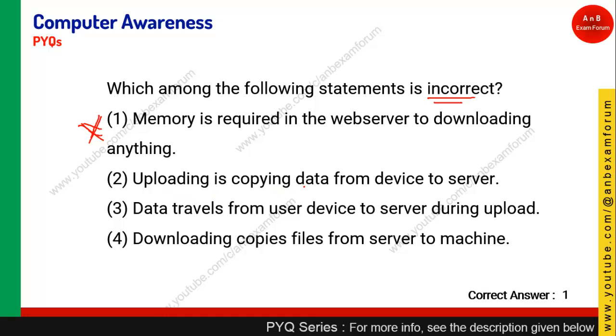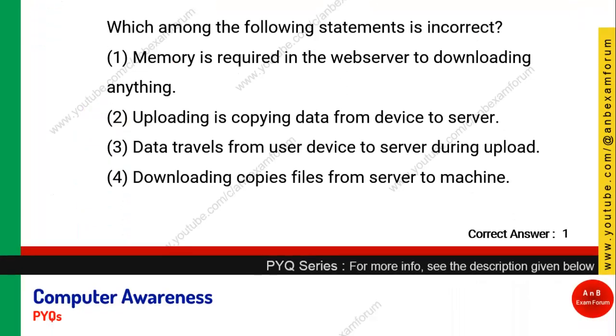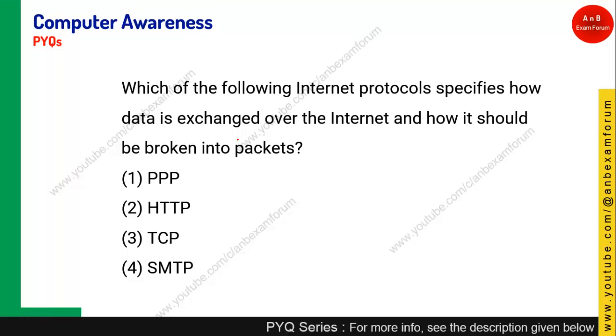As you know, uploading is copying data from a device to a server. Yes, it is perfectly correct. And data travels from user to server during upload, it is also right. And downloading, copying from server to machine, is also correct. These are the definitions of upload and download, whereas memory is not required in the web server to download anything. Let's see the next question.